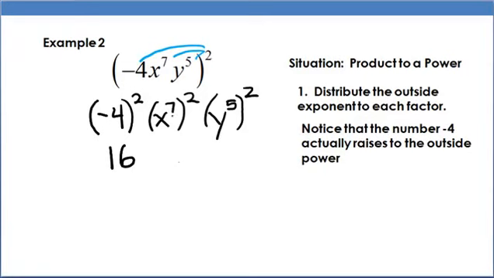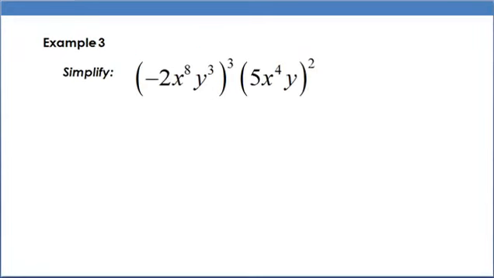For the variable, it is a power to a power. So you're going to keep the base and multiply the exponents. Same thing for the y. Keep the base and multiply on the exponents. Let's look at one more example. This problem is going to have a combination of our three rules we've looked at so far.